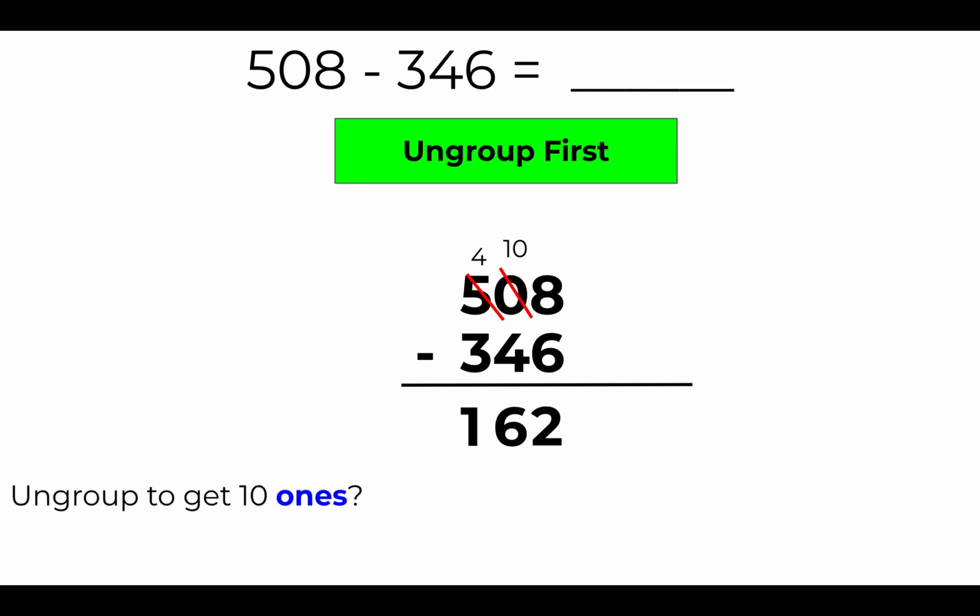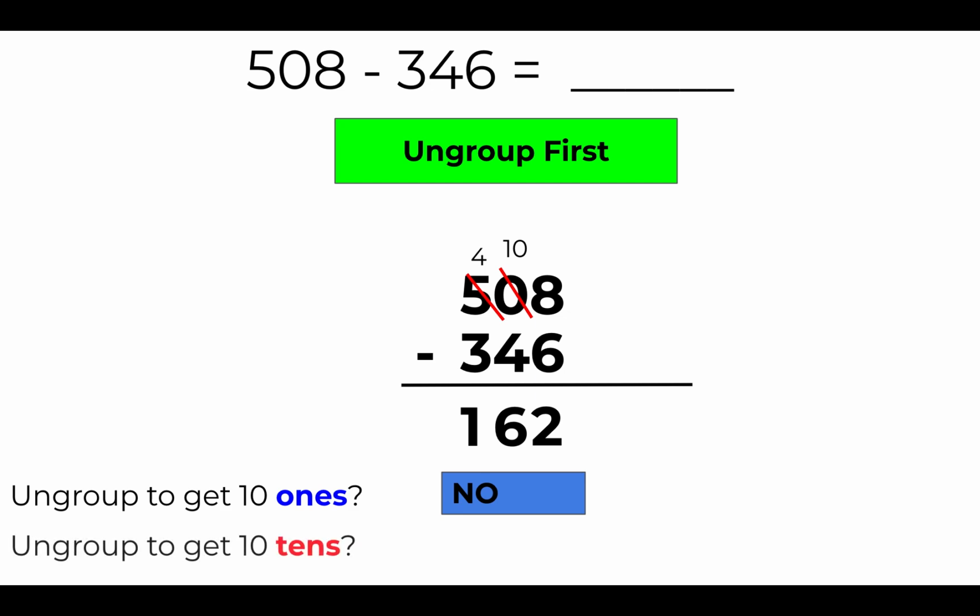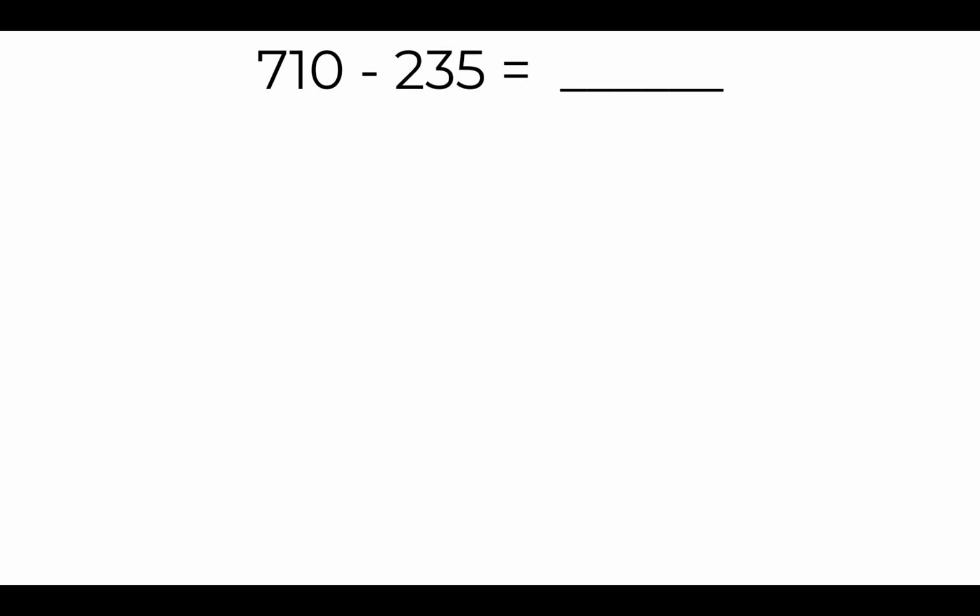Did we ungroup to get 10 ones? Did we have to make a change to get ourselves 10 ones? I'm looking at my ones place. I did not have to make any change and get 10 ones for the ones place, so my answer to this is no. Did we ungroup to get 10 tens? This would be yes. I did have to ungroup 100 to get 10 tens in the tens place.